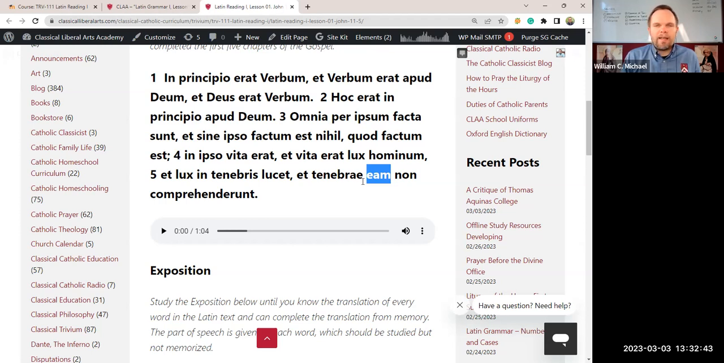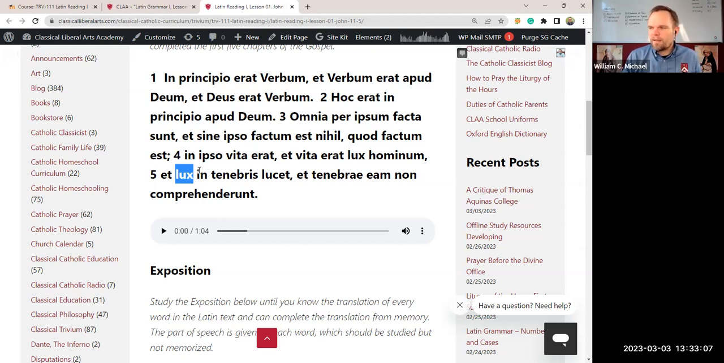So this pronoun eam is referring to something. It's translated as "it." That's not very helpful. We have to know what it's referring back to. And we've identified this, and those of you who have written light are right. It's referring back to lux. It's referring back to light. The light shines in the darkness, and the darkness did not comprehend it.